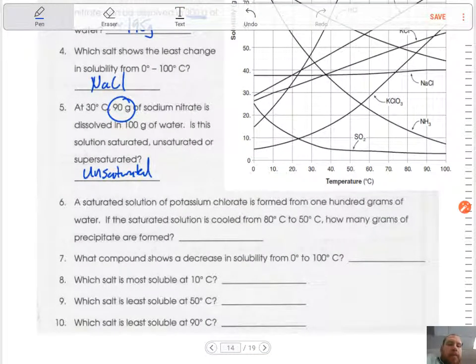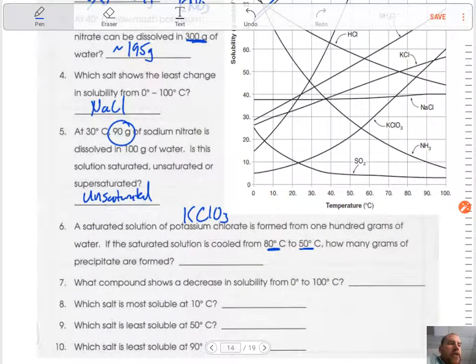The last type you could be asked is like question number 6. So it says a saturated solution of potassium chlorate, okay, and then I'm going to look up chlorate, ClO3, is formed from 100 grams of water. Saturated solution is cooled from 80 to 50. Okay, so first off, let's find those 2 points. So KClO3, it's right there. That's about 42 grams. Now we're going to cool it to 50. That's about 21, 22 grams. Okay. So it's saying how many grams of precipitate.